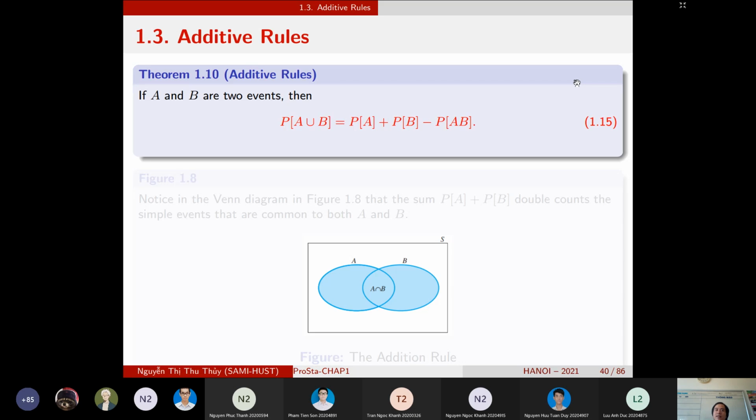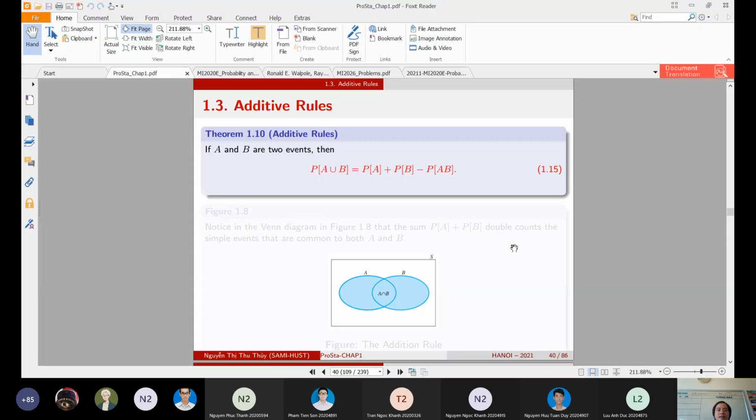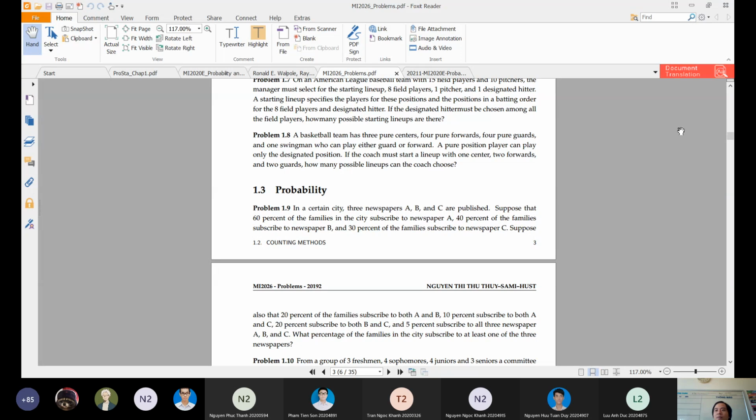I think we have enough theory today, and now we move a little bit to the practice. We will solve some of the problems here. I think now it's time for solving some problems, okay? And I will ask you to answer some easy questions.